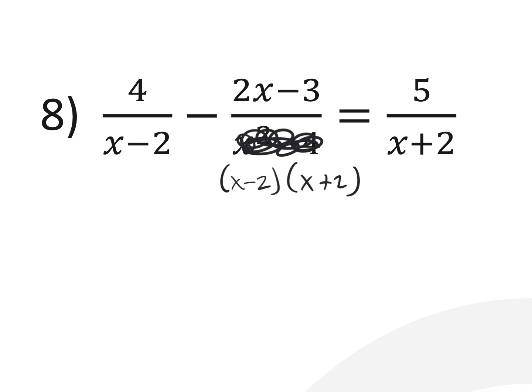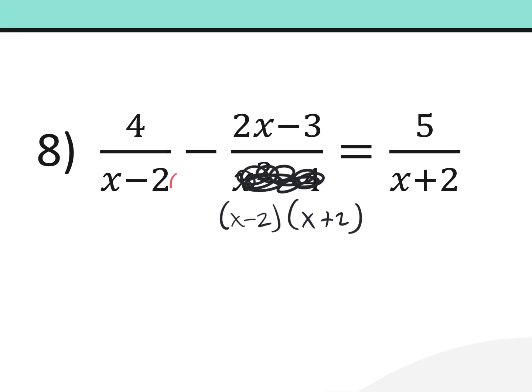So look at your first fraction. It has the x minus 2. What is it missing on the bottom? X plus 2. What you multiplied to the bottom, you multiplied to the top. My second fraction has both. We're good to go. The other side of the equal sign, my third fraction, has the x plus 2. What is it missing? X minus 2, and x minus 2.